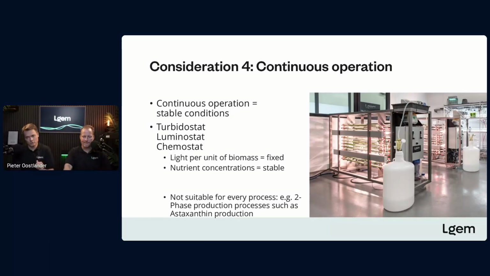We have to note that continuous operation, of course, doesn't work for all applications. For example, if you want to do xanthin, where you need a green phase and then a red phase, then you specifically want to have the characteristics of a batch process, where you want to run out of a certain nutrient or introduce a certain amount of stress to your culture to achieve what you want. So there are specific examples where this doesn't apply.